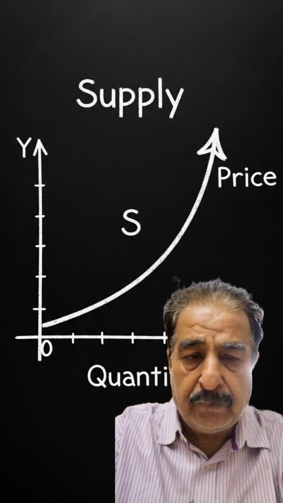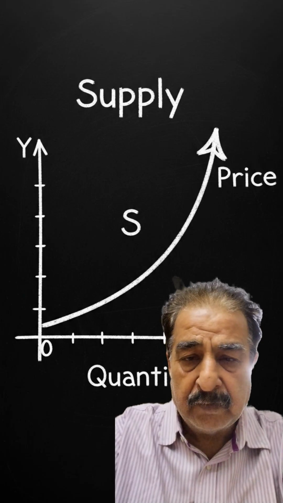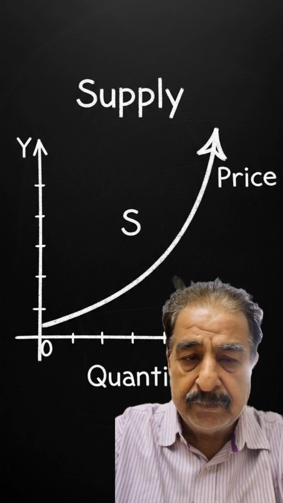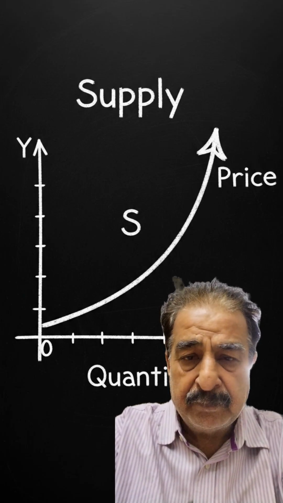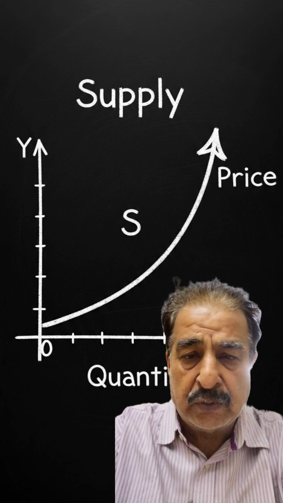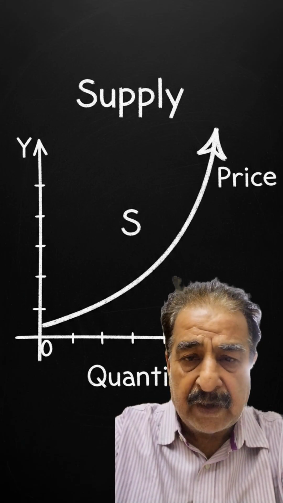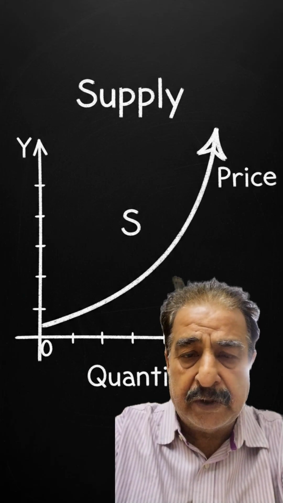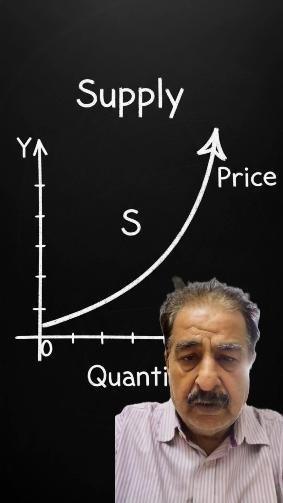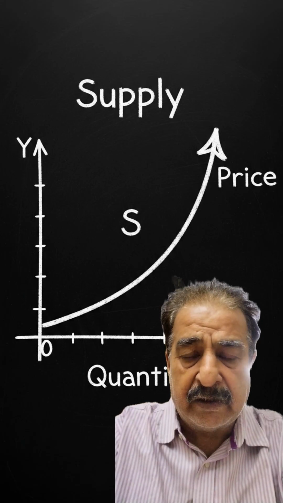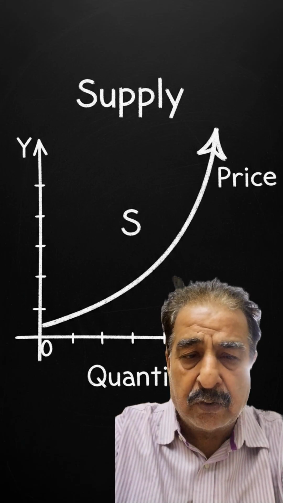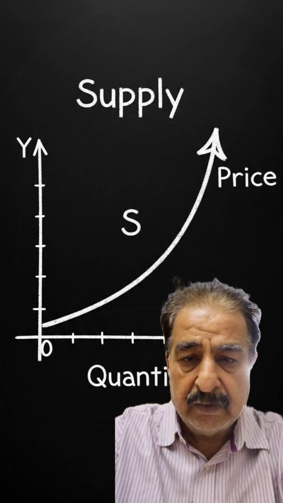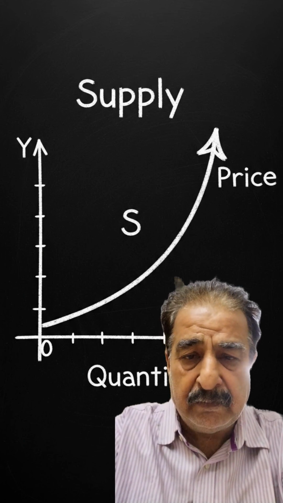The supply curve slopes upward from left to right. This means when price increases, quantity supplied also increases. And when price decreases, quantity supplied also decreases. This shows the direct relationship between price and quantity supplied. Now we'll explain why.